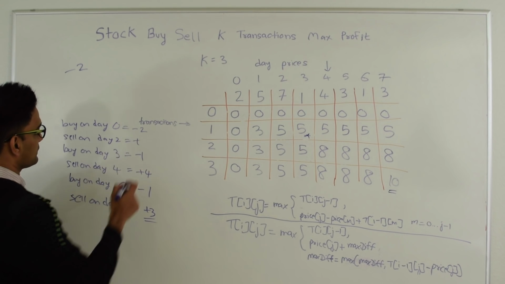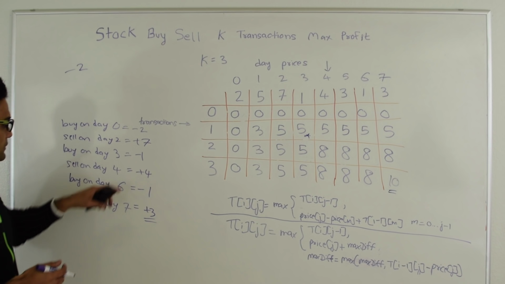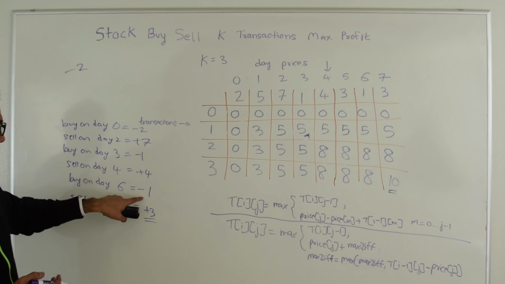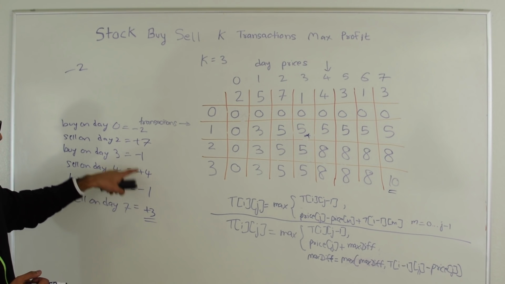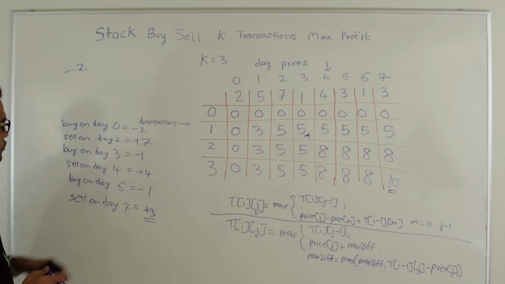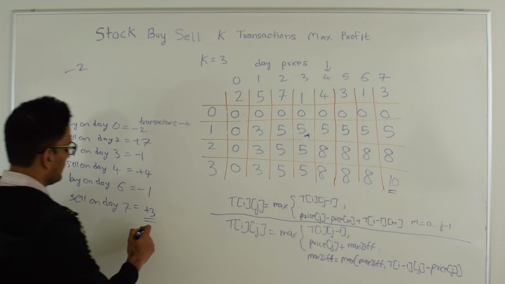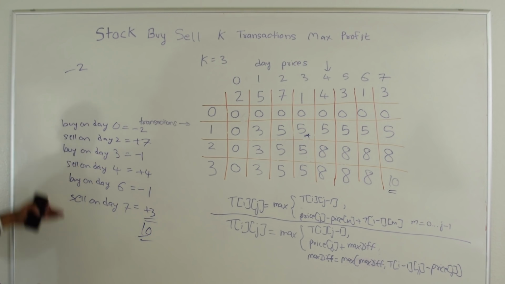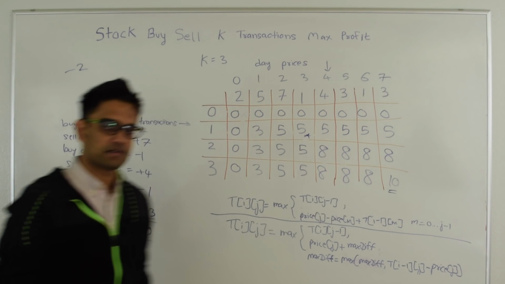Profit on day 2 is 7. So again, 3 minus 1 is 2, 2 plus 4 is 6, 6 minus 1 is 5, 5 plus 7 is 12, 12 minus 2 is 10. So these are the transactions you should do to get this profit of 10.